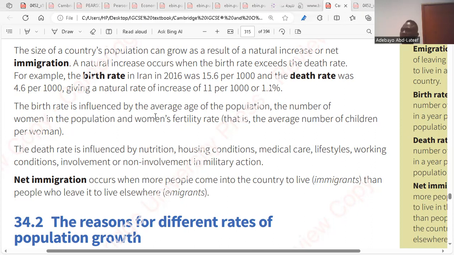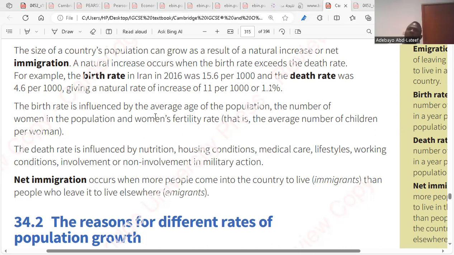Two, the housing conditions. If the population is short of houses, then where do they stay? Definitely they will have issues regarding where to sleep, and these things could lead to death. The third point is medical care.